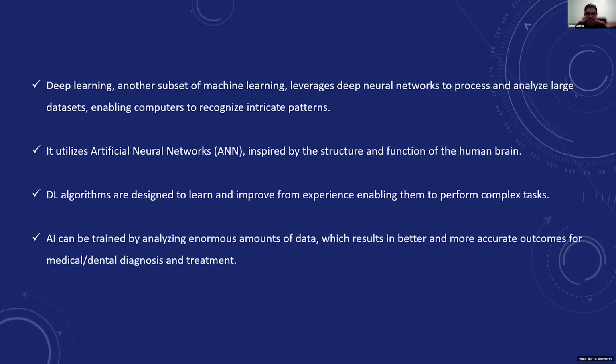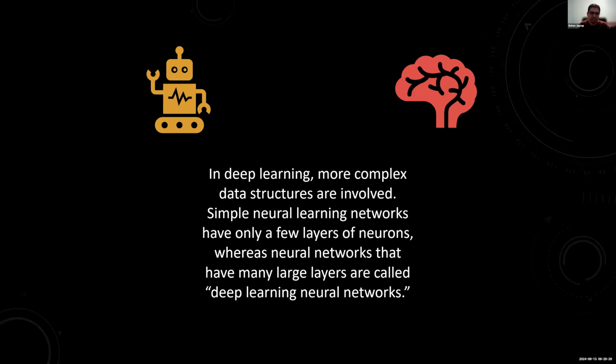So this AI is trained by an enormous amount of data. And again, better and more accurate outcomes come when you have better quality of data and a variety of data, not just from one place, but globally. You should get data from different samples, and then you should train your model. So that's how it gets trained.